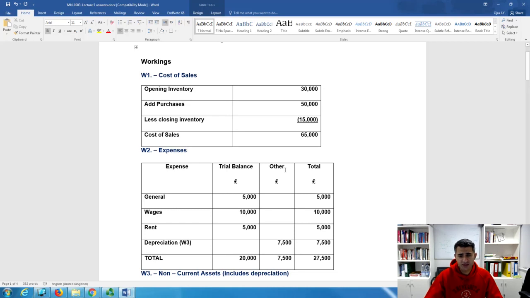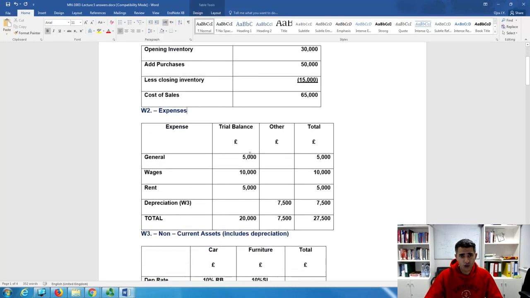The second working is the distribution and administration expenses. This is the table which you need to do, right? So: expenses, trial balance, other, total.